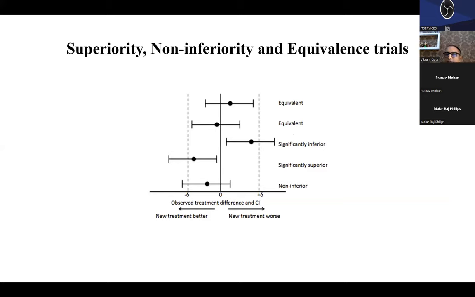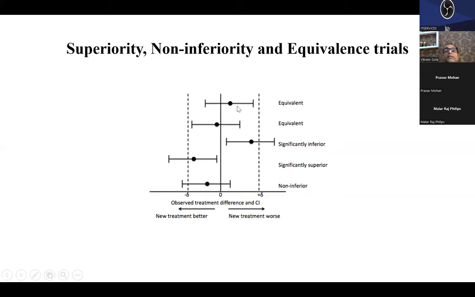Now, statistically speaking, how does it go when you visualize the outcomes of the trials? This is all about visualization. These are the margins. All equivalence trials will have margins on both sides. A non-inferiority trial will have a margin only on one side. And a superiority trial will not have any margin. The only thing that is important in the superiority trial is that the lower bound of the confidence interval should be on one side, towards one side of the line of no difference. If the confidence interval is straddling this line of no difference, then you cannot conclude a significant difference.